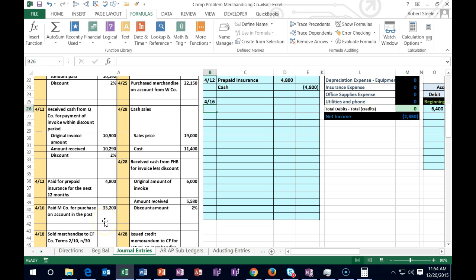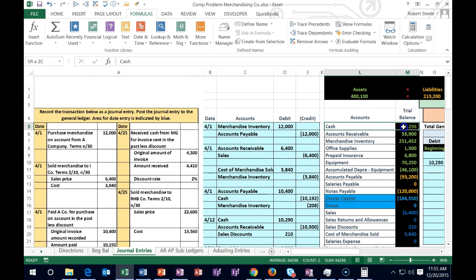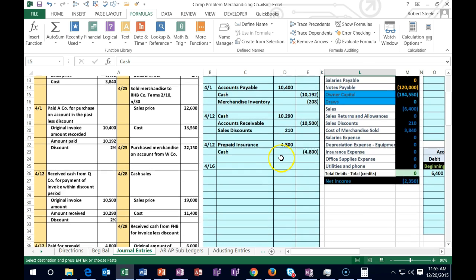4/16, paid M company for purchase on account in the past. All right, no discount, just a normal type of transaction. We're paying someone for something we purchased in the past. Is cash affected? Indeed it is, we're paying someone. Cash is a debit balance. We're going to make it go down by doing the opposite thing to it, which in this case would be a credit. I'm going to put the credit on bottom because they typically go on the bottom.